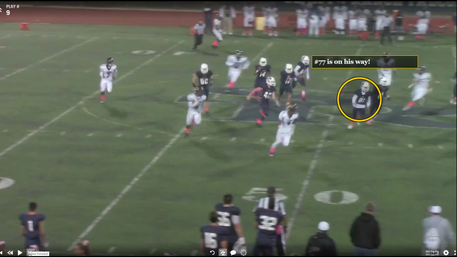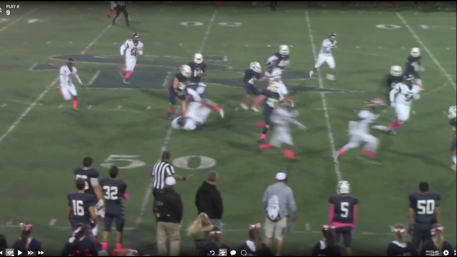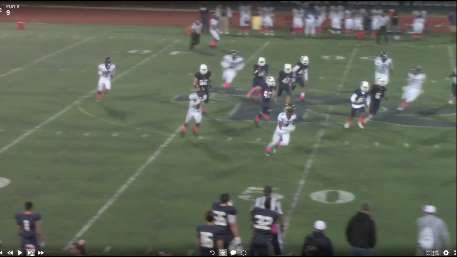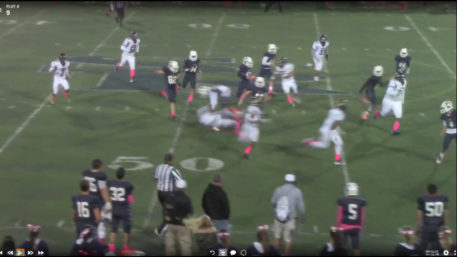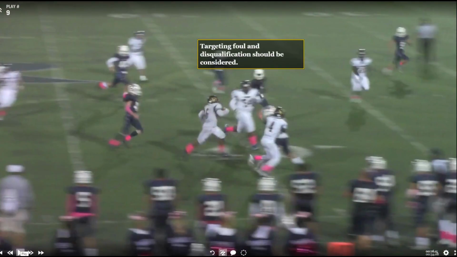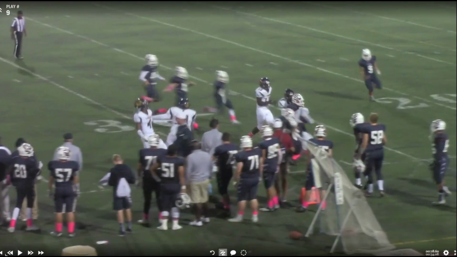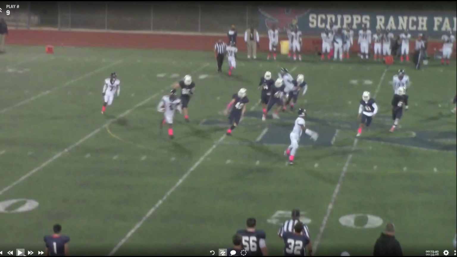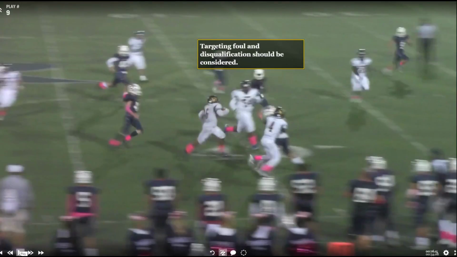Blindside blocks, and this might be the king of all blindside blocks. Watch this. Oh my God. It's a Mack truck with license number 77. You see Steve's comment. Disqualification should be considered. It's a target. Possible disqualification. Whew, let's watch that one more time in real time. Oh. Messed up.